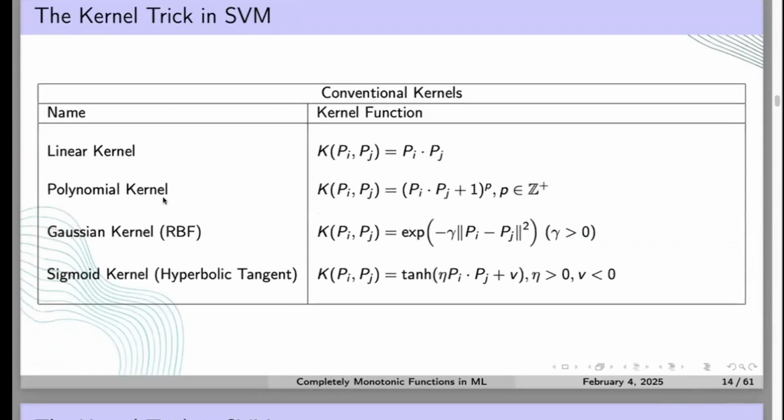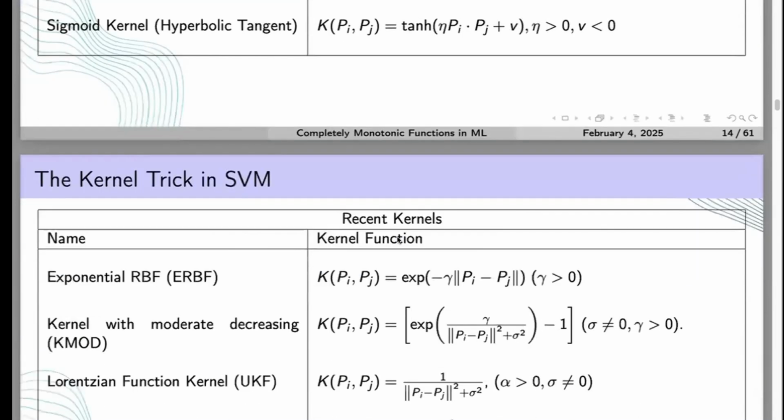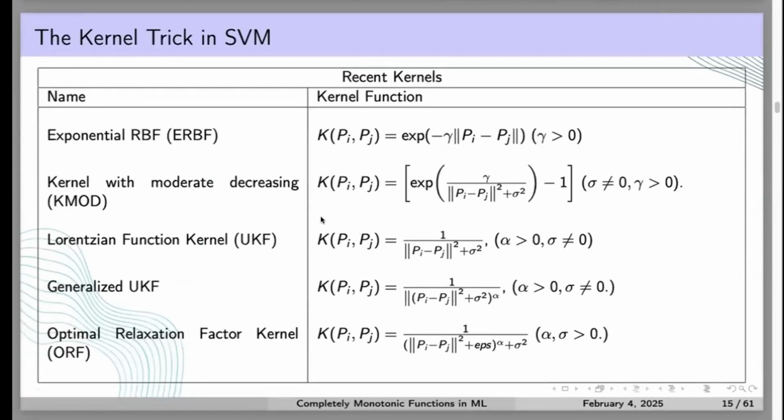Now, these are the conventional kernels. Firstly, the RBF or Gaussian kernel, then the sigmoid kernel or tan hyperbolic kernel, then the polynomial kernel, and the linear kernel. And also, there are some recent kernels which are the results of new research. In this study, we tried all of them, and since we found out that UKF, the Lorentzian function kernel, competes with our kernel, the logarithmic kernel function, very well, we generally used it for comparison.